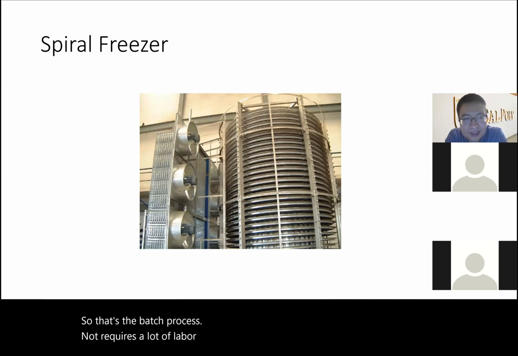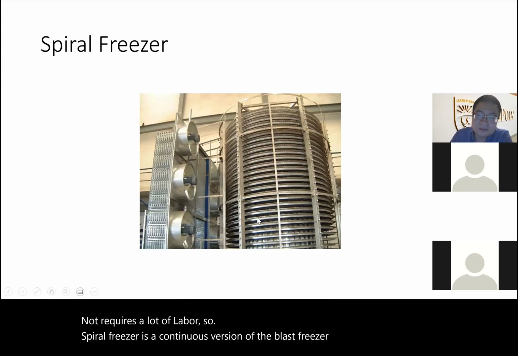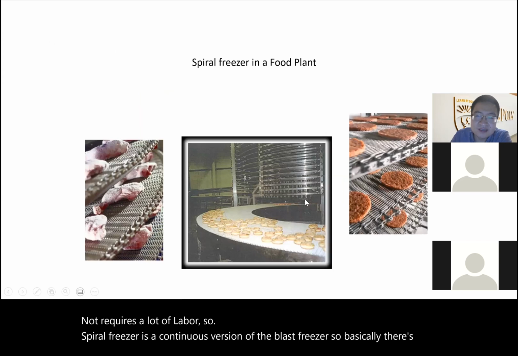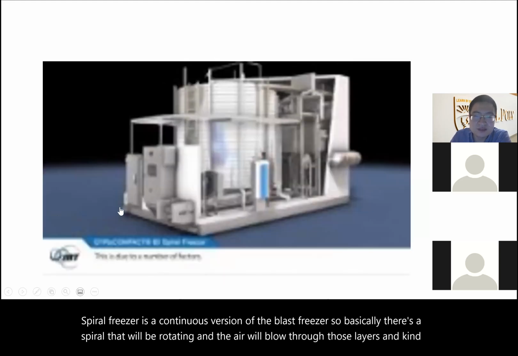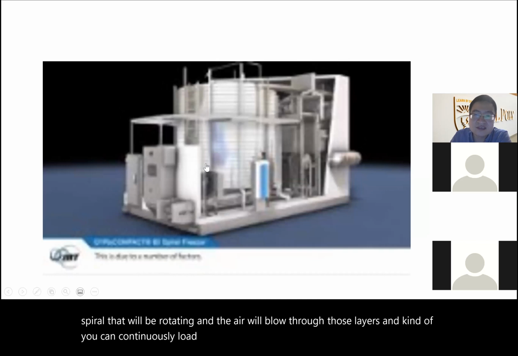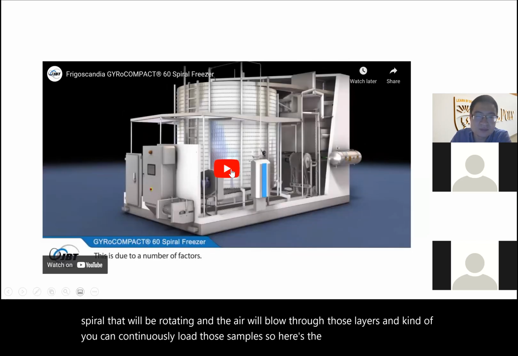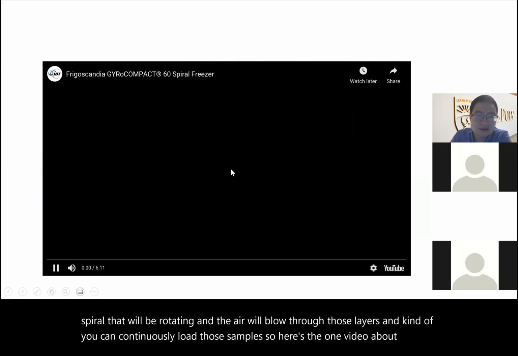So the spiral freezer is a continuous version of the blast freezer. Basically, there's a spiral that rotates, and the air blows through those layers, and you can continuously load those samples. So here's one video about the spiral freezer.